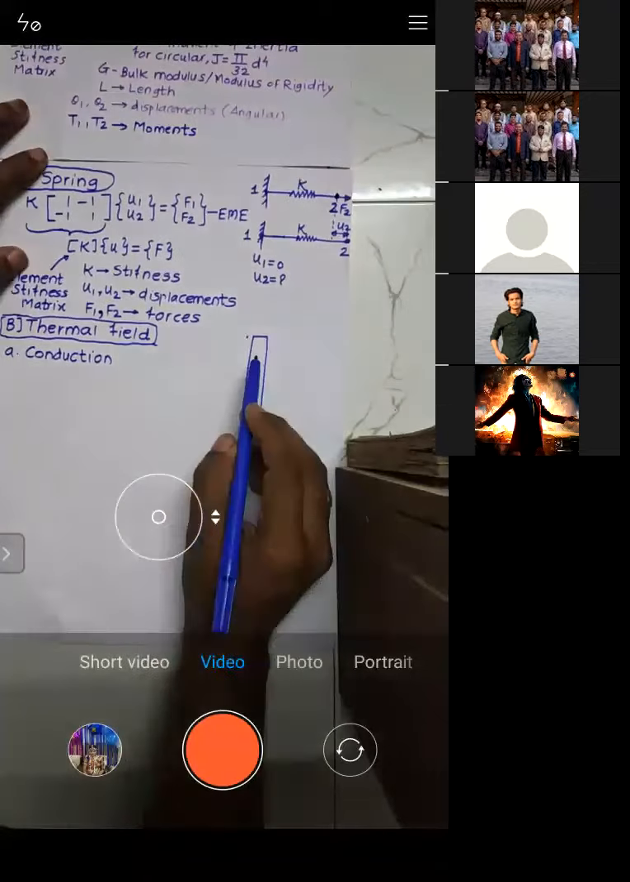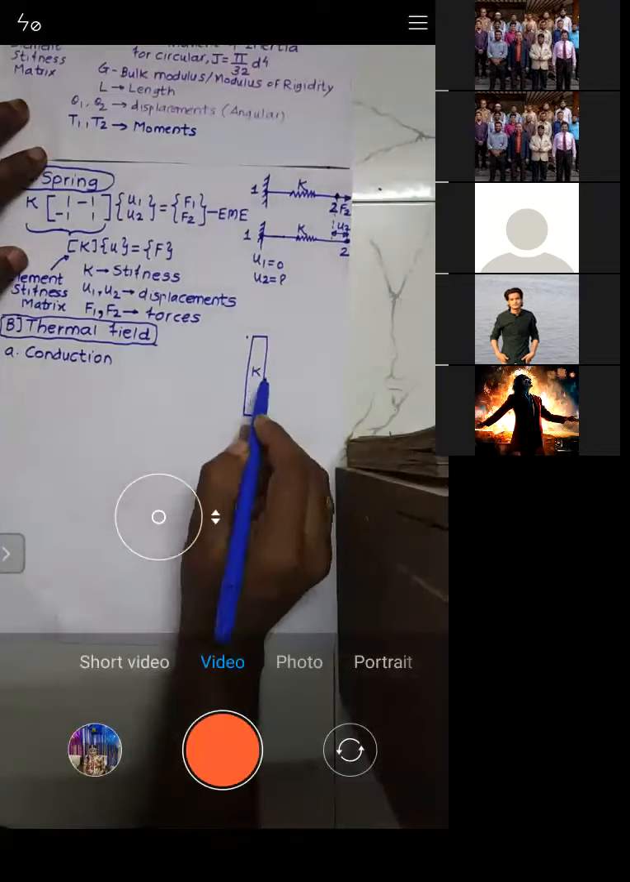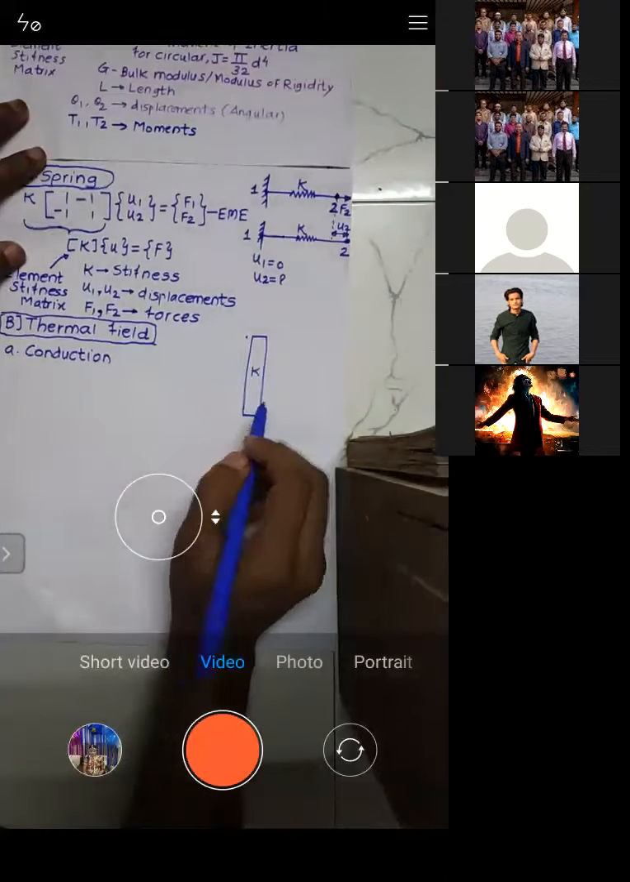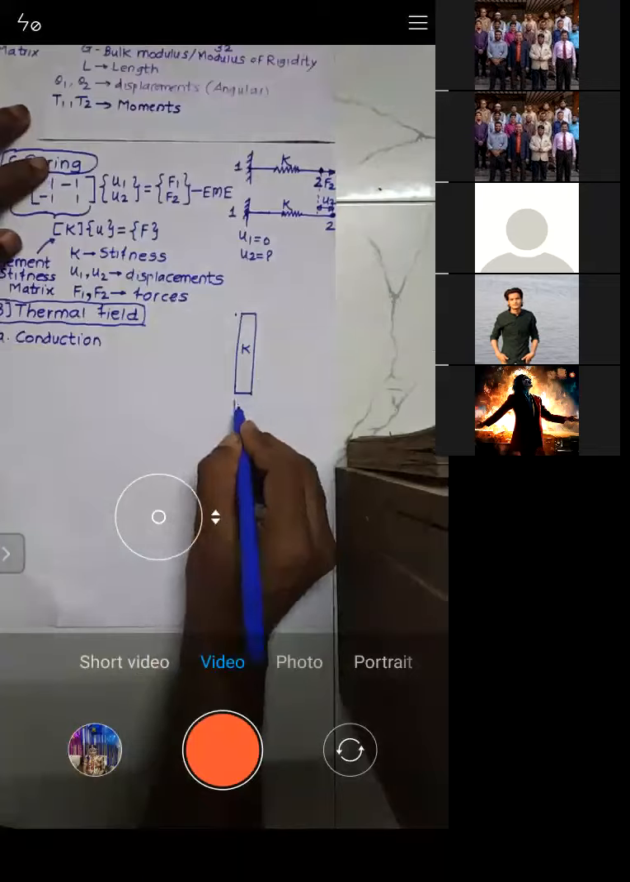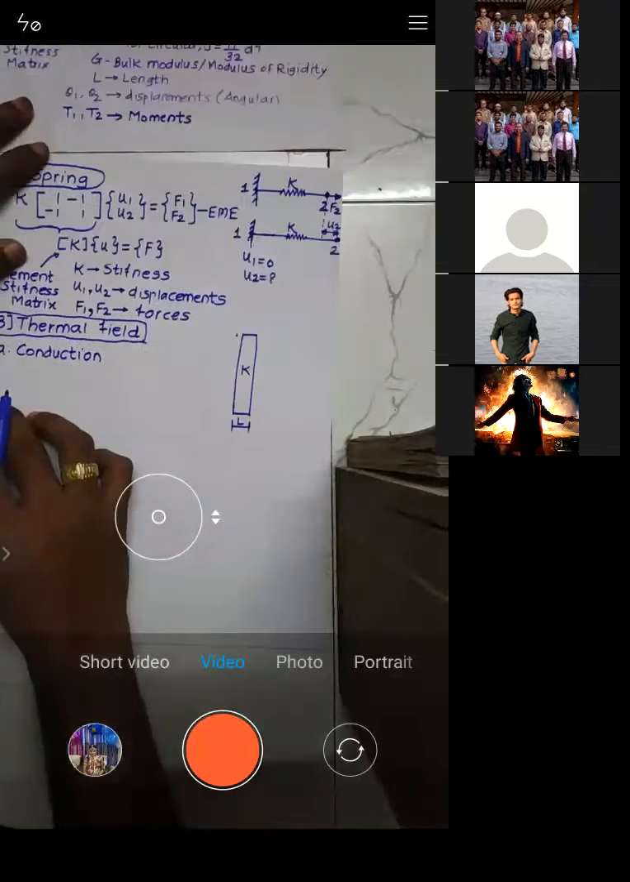So let's consider this wall. It is a wall which has conductivity K. And let's say this wall has thickness L. Let's consider that.